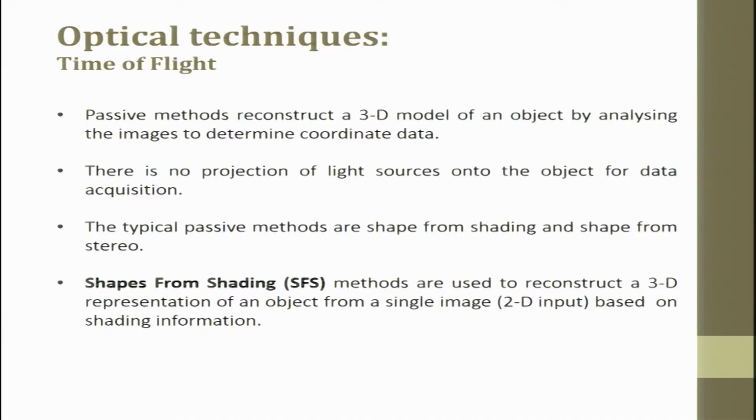In this we have two techniques, one is passive, another one is active. The passive method reconstructs a 3D model of an object by analyzing the image to determine coordinate data. There is no projection of a light source onto the object for data acquisition. The typical passive methods are shape from shading and shape from stereo. Shape from shading is used to reconstruct a 3D representation of an object from a single 2D image input based on the shading information.